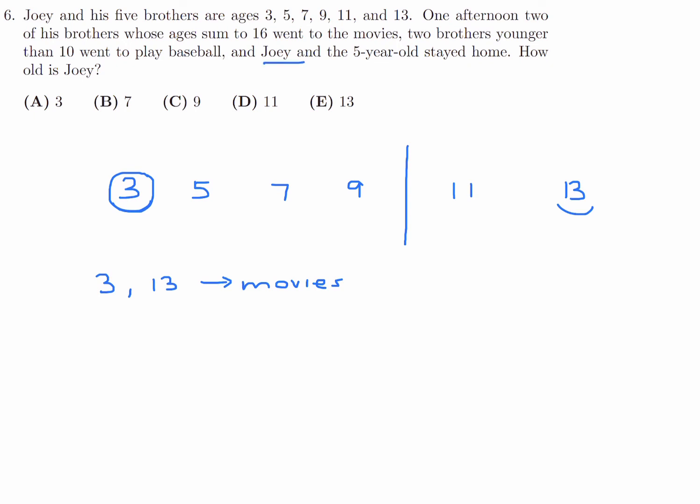But then they say Joey and the 5-year-old stayed home. Oh, the 5-year-old stays home. Okay, that means these 2 were the ones who went to play baseball. And then, therefore, the only guy that's left that I didn't account for yet is the 11-year-old, and that must be Joey. So it's just one of those questions you got to play around with. So number 6, the answer is D.